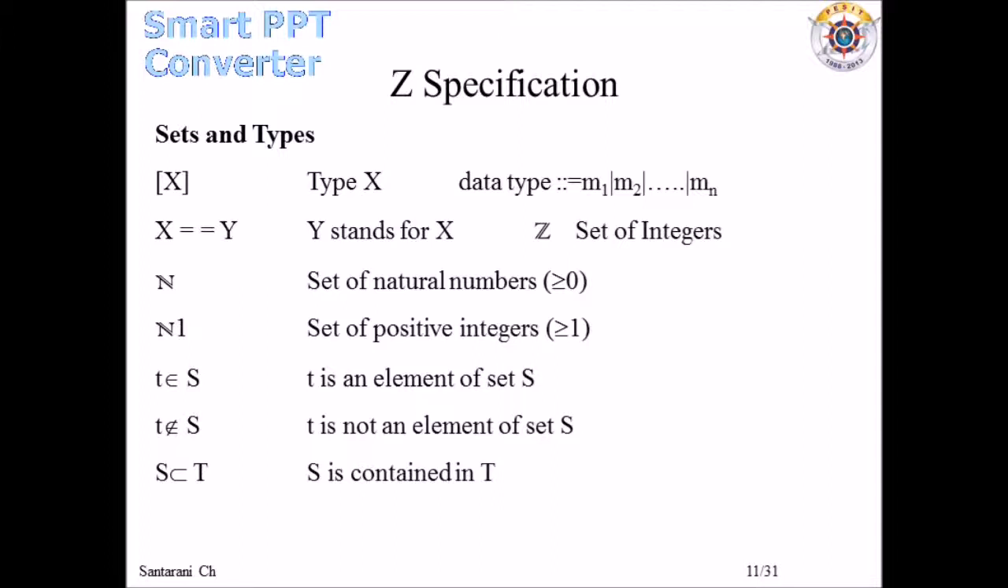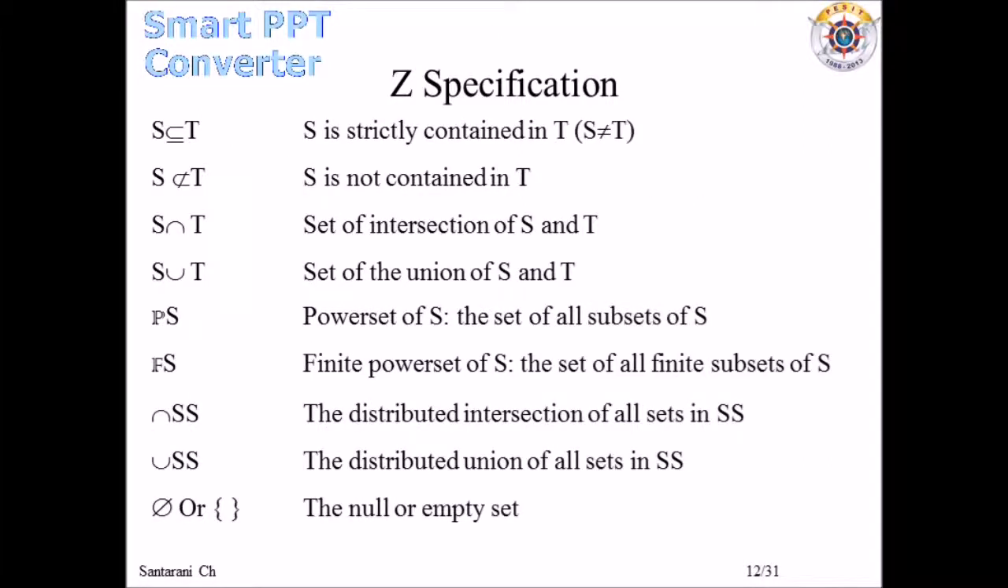T belonging to S means that T is an element of the set S. T not belonging means it is not an element of set S, and S is a subset of T means S is contained in T. Similarly, these are some of the general notations that we use in set theory and in mathematical formulas.